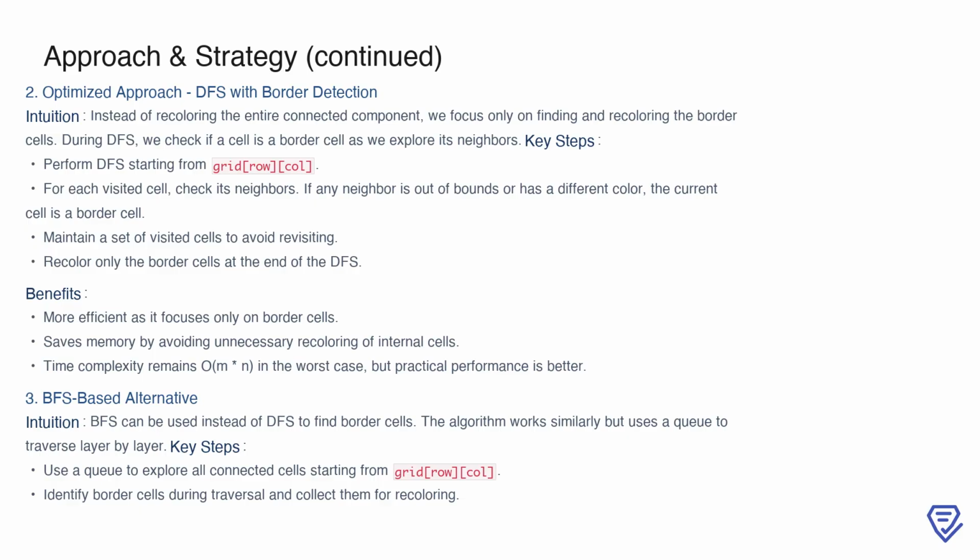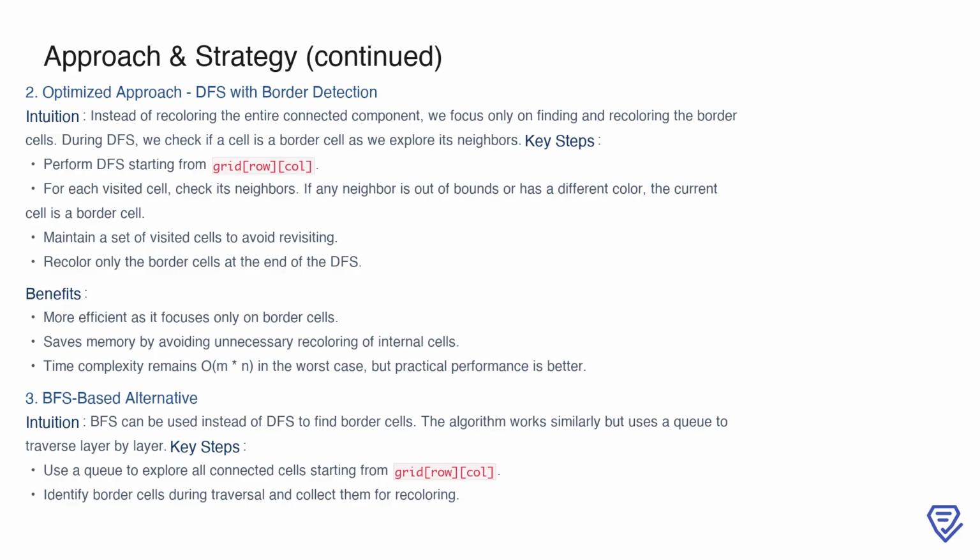Now, to address the inefficiencies of the brute force approach, we can use an optimized method based on depth-first search, or DFS, with border detection. Here, instead of processing the entire connected component, we focus specifically on identifying and recoloring only the border cells. As we perform the DFS starting from grid, row, col, we check each visited cell's neighbors. If any neighbor is out of bounds or has a different color, the current cell is classified as a border cell. By maintaining a set of visited cells, we ensure that we don't revisit cells unnecessarily. Once the traversal is complete, we recolor only the border cells.